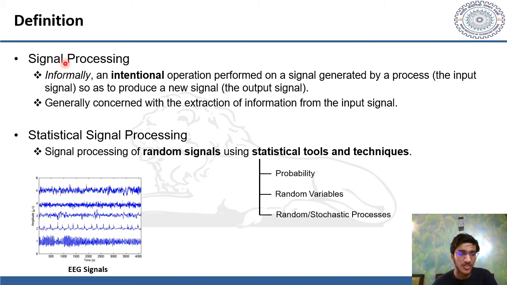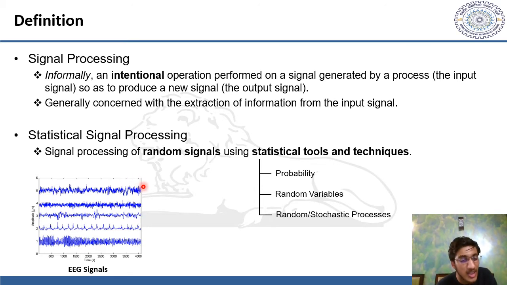So let us discuss first of all what signal processing is. Signal processing is generally concerned with the extraction of information from the input signal. Informally, signal processing is an intentional operation that is performed on a signal generated by a process, the input signal, so as to produce a new signal, which is the output signal. And statistical signal processing is essentially the signal processing of random signals, the real life signals. And as the name suggests, this processing of random signals is accomplished using statistical tools and techniques.